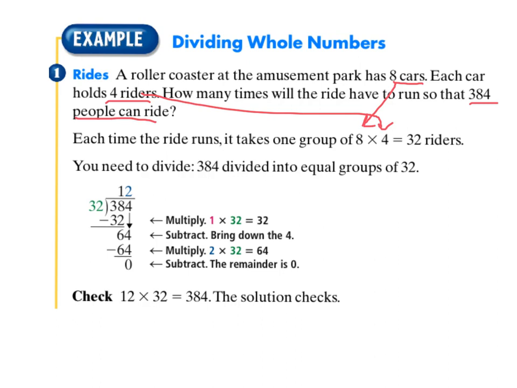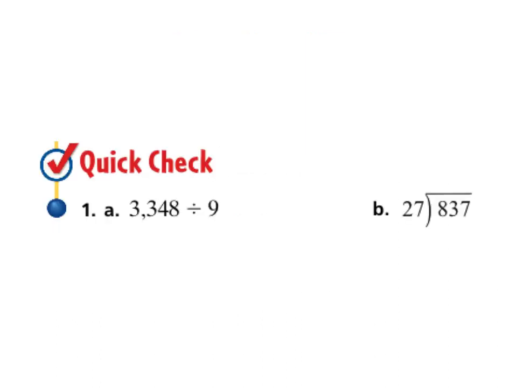We can check it by doing the multiplication. 12 times 32 does get us to 384. Pause the video and do these two in your notebook. Be sure to label them as quick check or exercises. Write down the original problem and show all your work.